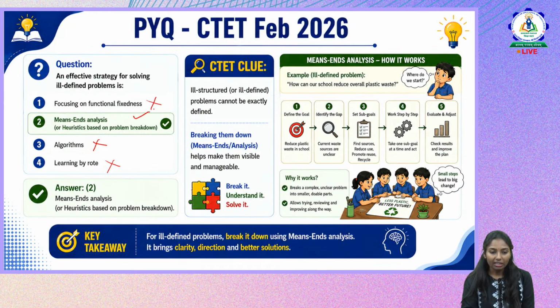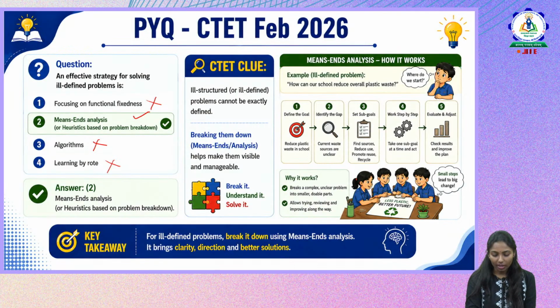Any ill-defined problem, or even means-ends analysis, or heuristic also, is the best example for ill-defined problems or ill-structured problems. So all this can be done. I have already discussed that in an ill-structured problem, we define the goal. First we want to know how to solve this problem, जैसे कि we want to decide how to reduce plastic in our locality. So we know our gap, what is the current state and what we have to achieve. Then based on that we find resources: how to reduce plastic, how to reuse plastic and all. We work on a step by step process.